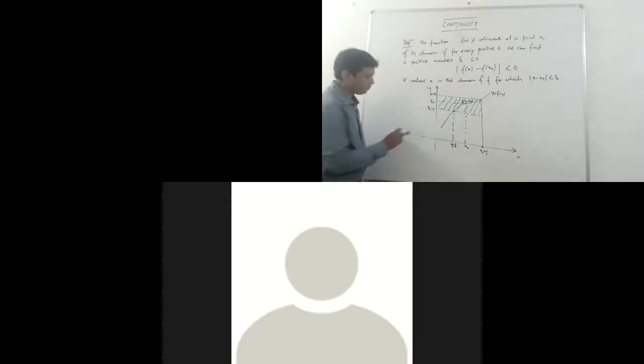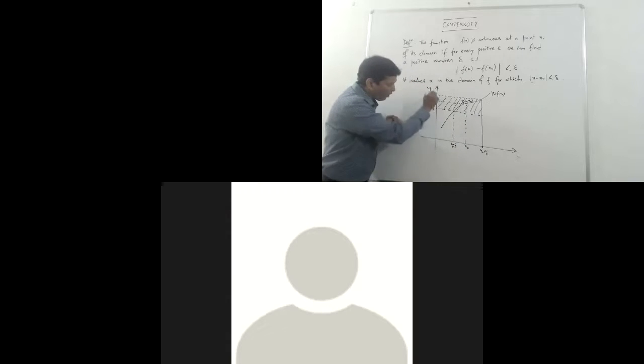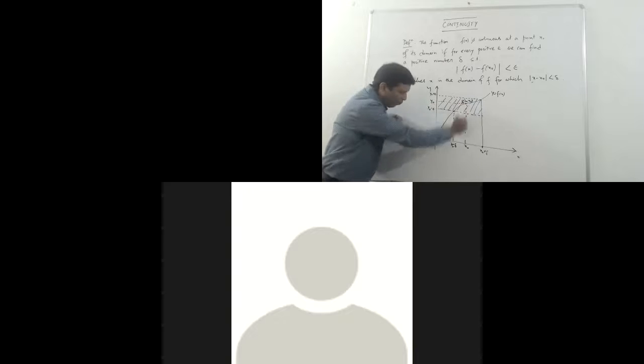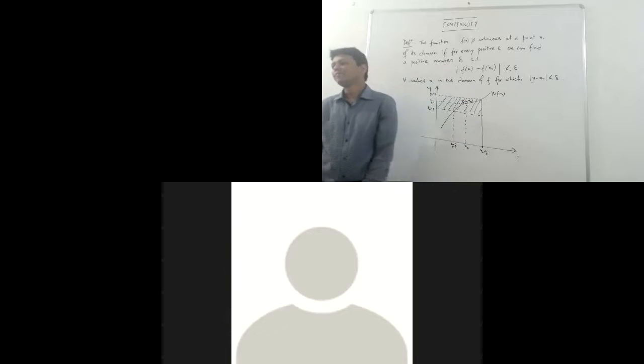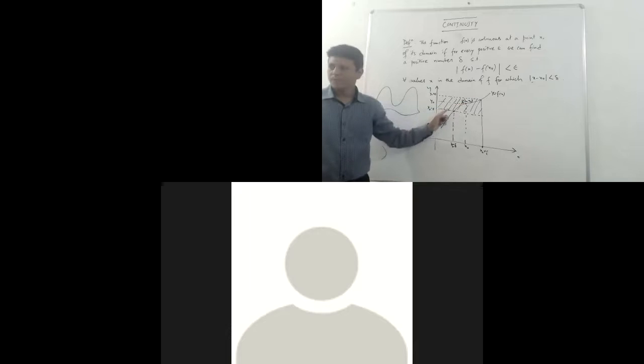Definition, geometrically. You see, if you shrink the horizontal portion, the vertical portion will shrink. That means for every point within this neighborhood, you are getting a point in this neighborhood. So that is the concept of continuity. That is, the graph is continuous. That means without lifting the pen, you can draw the graph. That is the one sentence for continuity. No break.